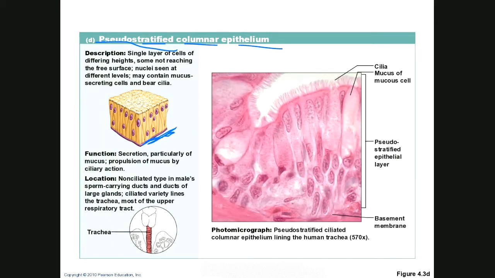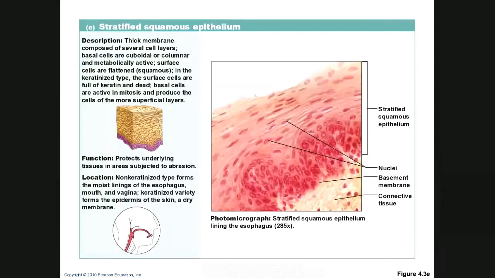Many of these will have cilia on the outside. We should have a picture here of the trachea. The trachea is lined with ciliated pseudostratified columnar epithelium. And the cilia move things that you don't need in your lungs, such as dust particles, smoke residue, gnats, continuously moving them up out of the lungs.